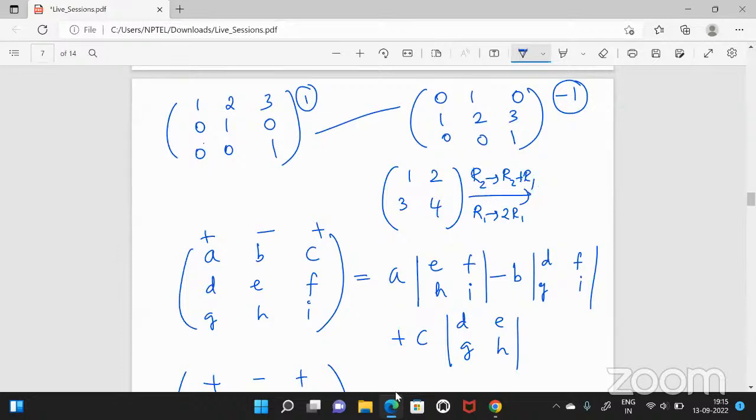Ma'am, could you please expand through another row, let us say row 3 and row 2, because I got confused about when I expand. Yeah, we'll do.